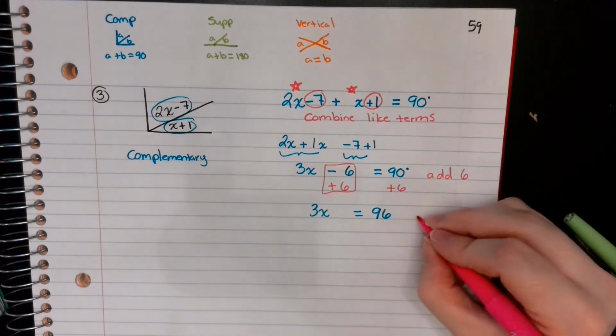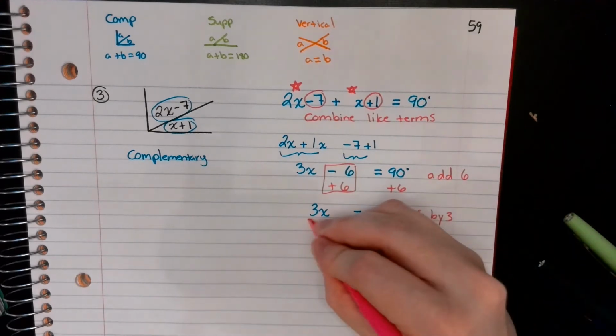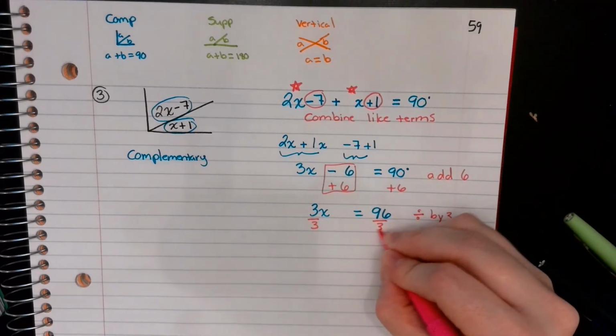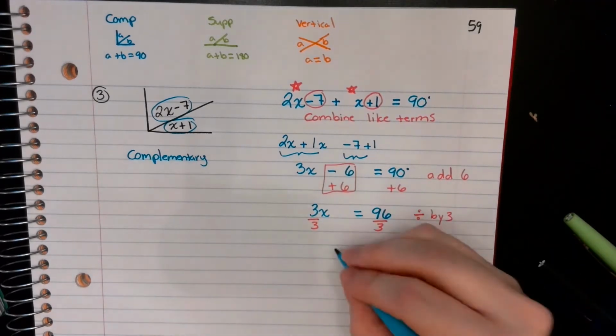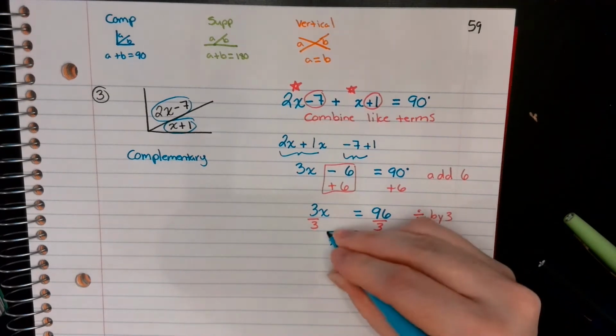Then our last step is to go ahead and divide by 3. So we'll divide 3x by 3, we'll divide 96 by 3, and we're going to get that x is equal to 32 degrees.